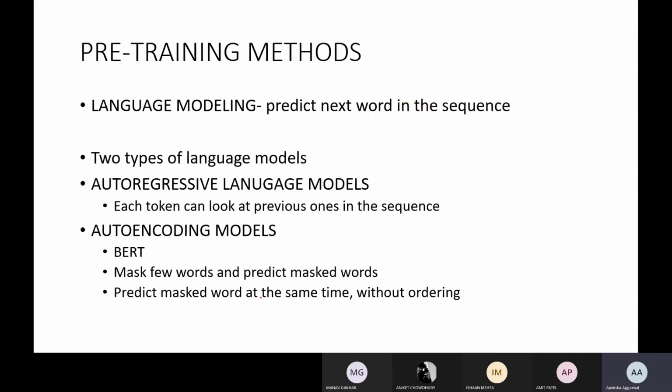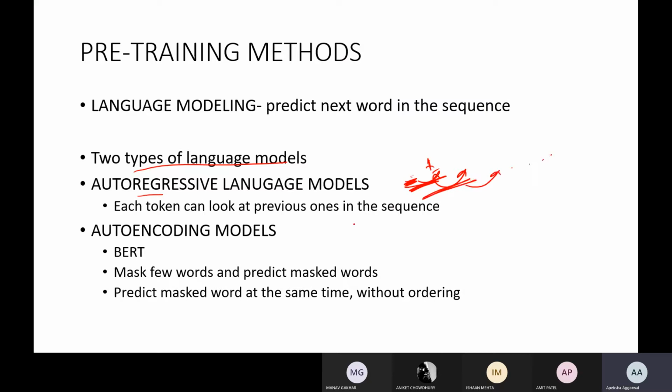So XLNet utilizes the pros of both these approaches. There are two types of language model. First is autoregressive. In autoregressive models, each token can look at the previous ones. For example, you are given the first word, or maybe you are given an initial start token, and you want to predict the first word. Then you have two tokens, you want to predict the third word, you have three tokens, and you want to predict the fourth word.